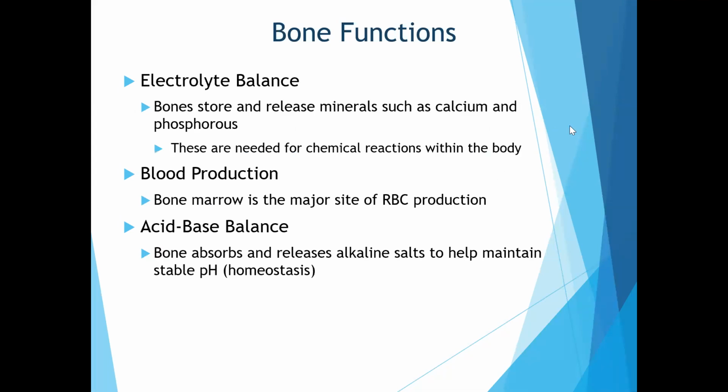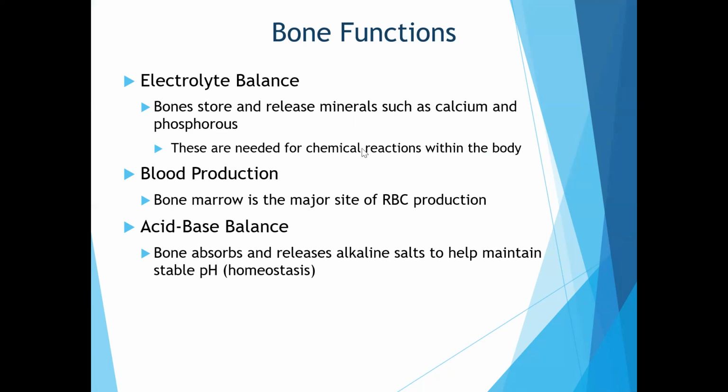So more on a physiological side of things, you have bones' role in electrolyte balance. So they release stuff like calcium and phosphorus, and that's needed for chemical reactions within the body. So when we're running low on those materials, our bones can release that into our bloodstream so that they can be utilized throughout the body. We'll talk about bone marrow a little bit more farther into the presentation, but this is a big site for red blood cell production. And then acid-base balance as well.